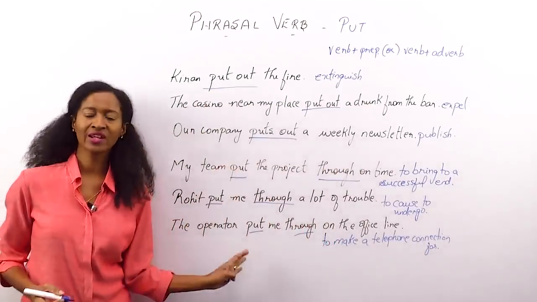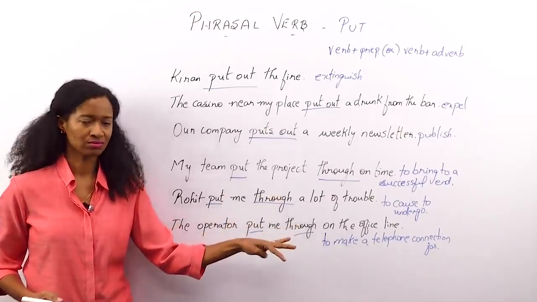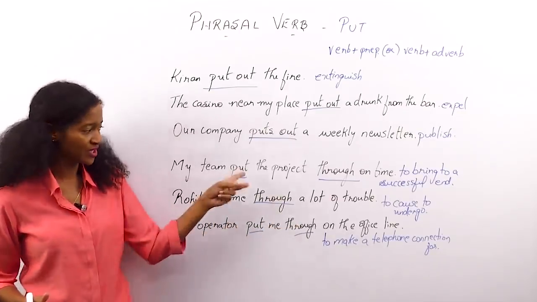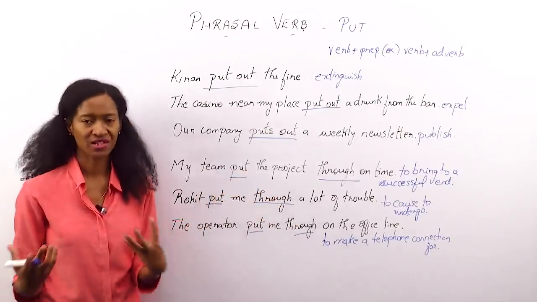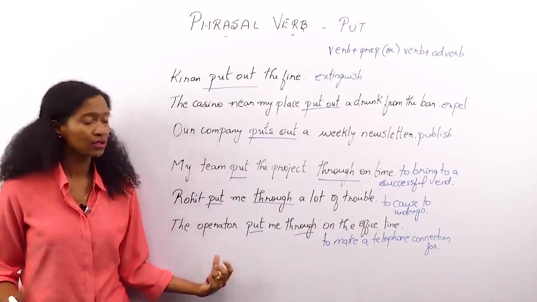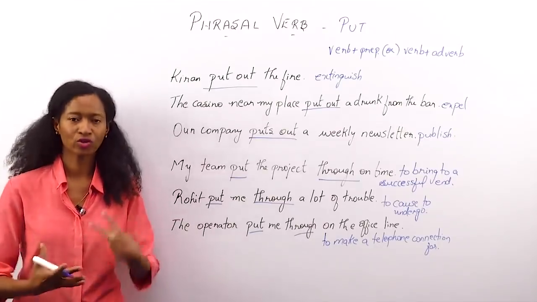So in these 3 contexts, put through, we again see the same phrasal verb having different meanings. In the first context, it is to bring to a successful end. In the second context, it's cause to undergo. In the third context, it's to make a telephone connection, right?